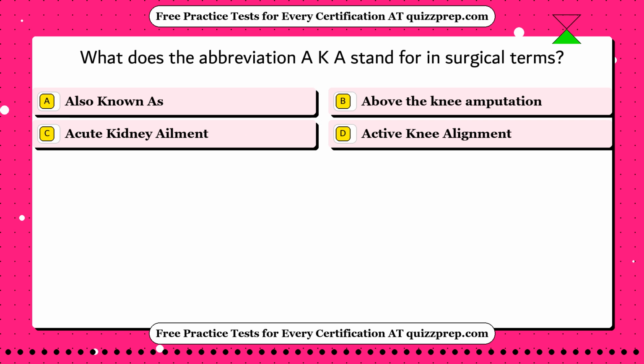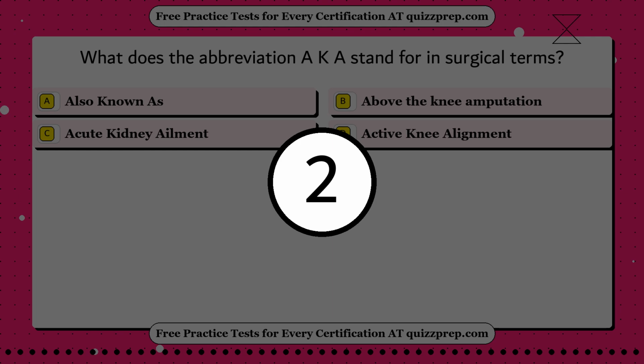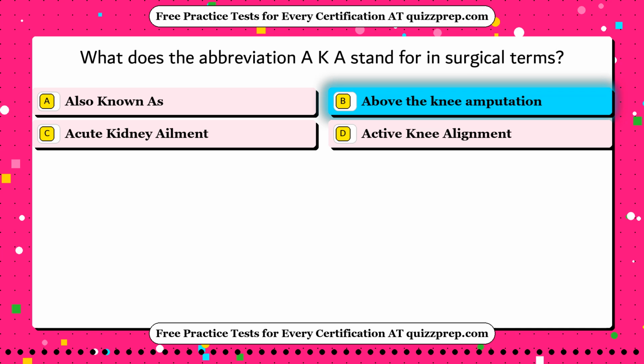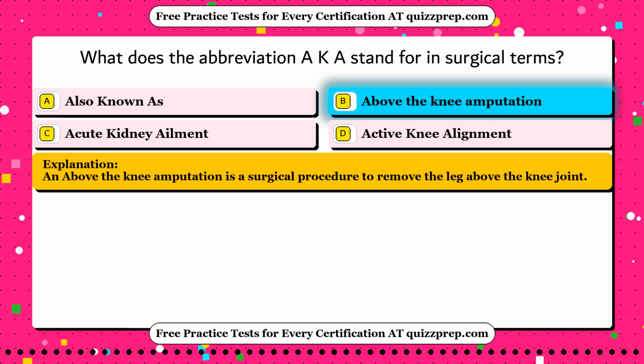Question 6. What does the abbreviation AKA stand for in surgical terms? Option A, also known as. Option B, above the knee amputation. Option C, acute kidney ailment. Option D, active knee alignment. The correct answer is option B, above the knee amputation. An above the knee amputation is a surgical procedure to remove the leg above the knee joint.